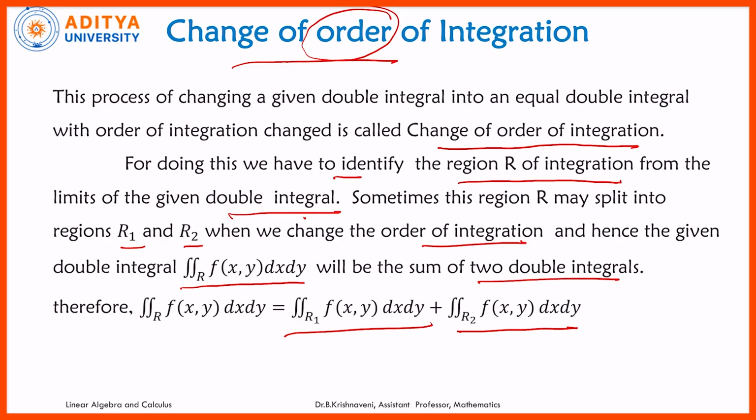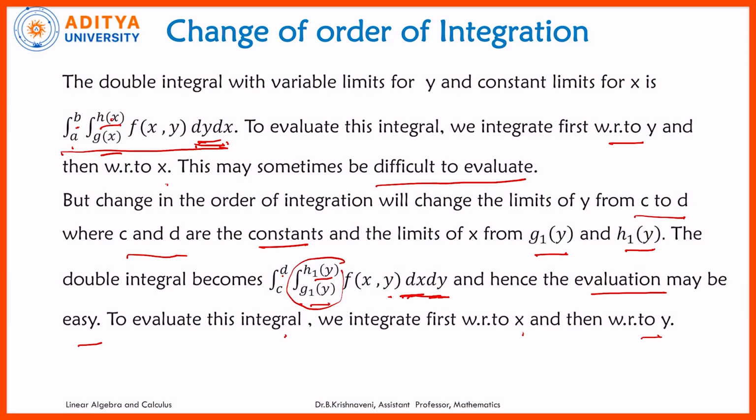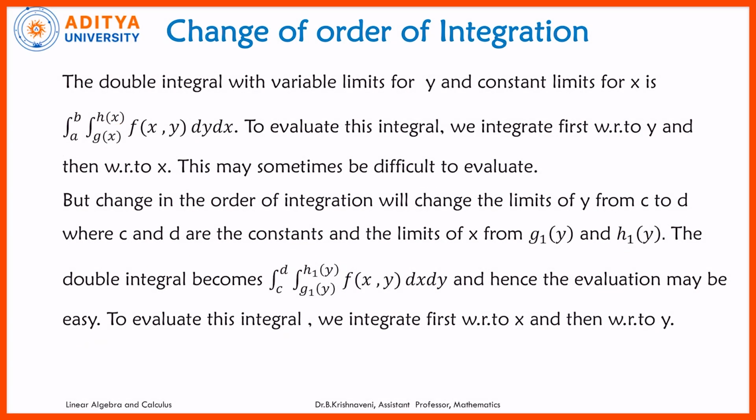I can explain this with the same example given here. The given order is dy dx. First of all, you have to draw the region of integration bounded by these two curves and the lines. In that region, since it is dy dx, in order to change the order of integration to dx dy, we need to consider a horizontal strip. If we consider a horizontal strip, then we get x limits in variables and y limits constants.